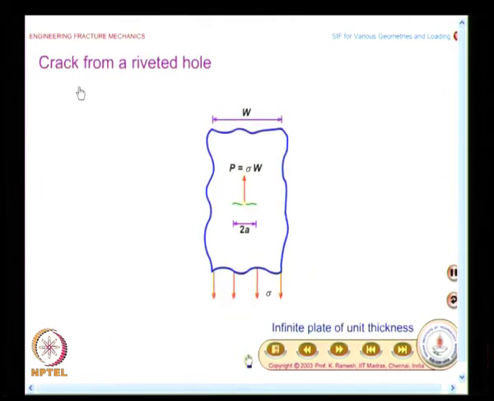Now, let us take up a problem of a crack from a riveted hole. Suppose I have a crack emanating from this hole and I have a rivet, which is like a pin, which would exert a force like this in one direction, and you may have some pulling of the whole plate by a stress sigma, and the load P is given as sigma W. So, it is load per unit length, and we are considering a unit thickness.